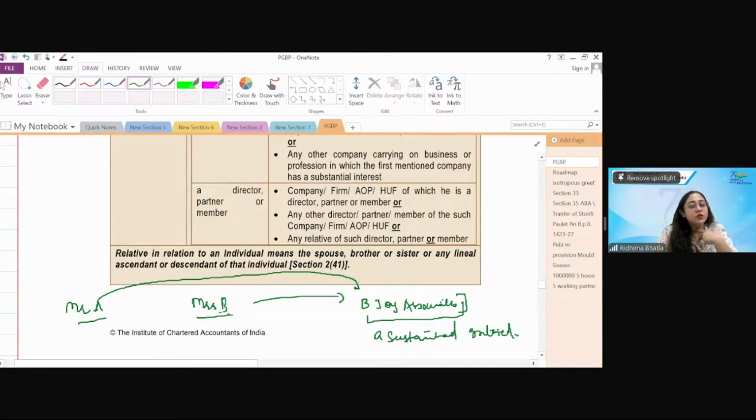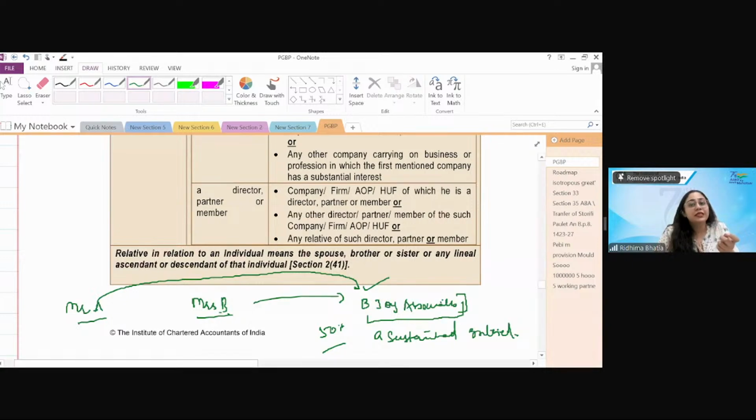So since in Bijoy Associates Mrs. B was a partner, and I'm assuming she was a 50% partner, Okay. So since Mrs. B, that is the relative, has a substantial interest in Bijoy Associates, Mr. A और Bijoy Associates में अगर कल को कोई transaction होती है, that would come under scrutiny of section 40A subsection 2. Got it? Either Mr. A himself has a substantial interest, or relatives have a substantial interest, or Mr. A and the relative combined have a substantial interest.